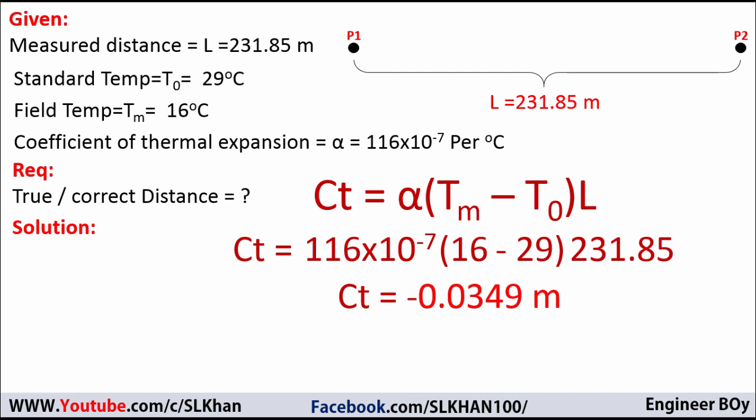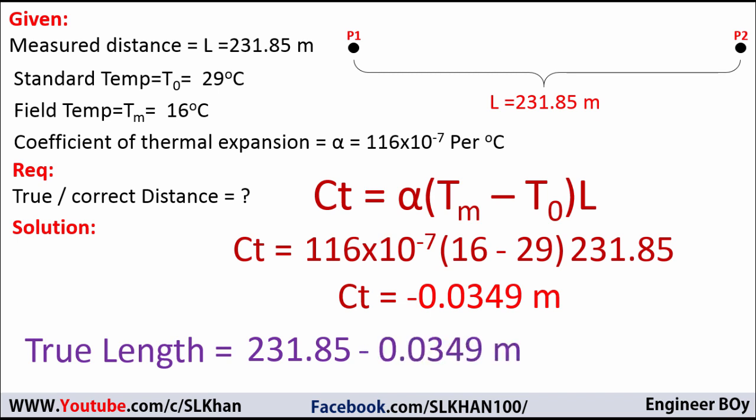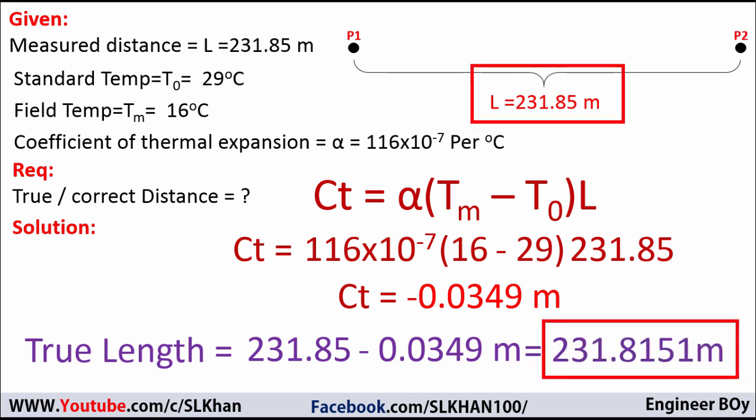Now to calculate the true length, we need to subtract this value because it came out negative. So now the true length must be equal to the measured length, which is 231.85, minus the temperature correction, which is 0.0349. So the true length now is going to be 231.8151 meters, and that's it. So this is how we can calculate the true length after calculating the temperature correction for tape.